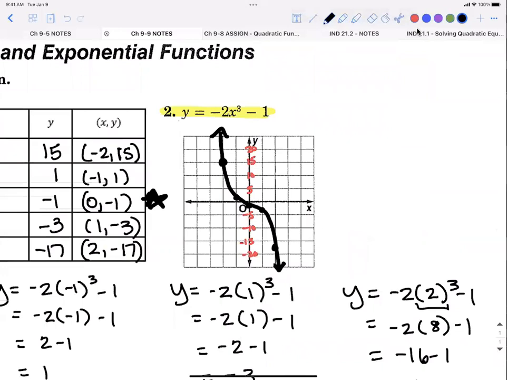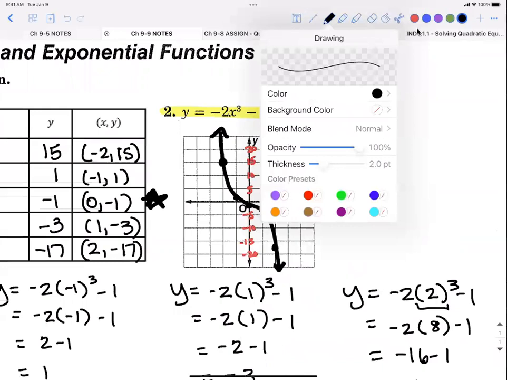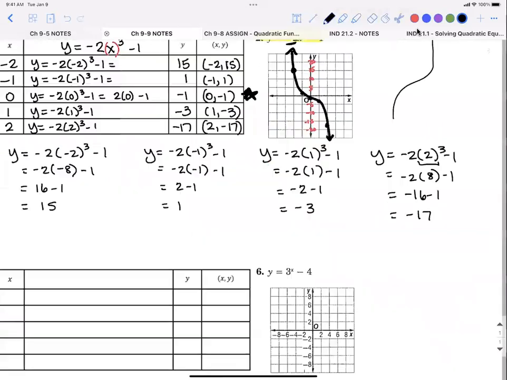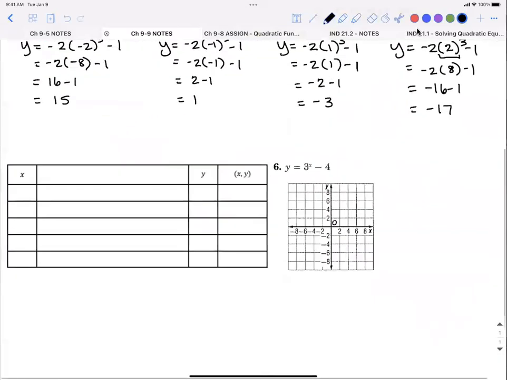The only thing I will say about this is that notice my A here is negative, okay? If my A was positive, it would bend like this. So if your A is negative, or this front term right here is negative, it's going to bend one way. If the front term is positive, it's going to bend the other way. All right. Now let's look at exponential graphs.